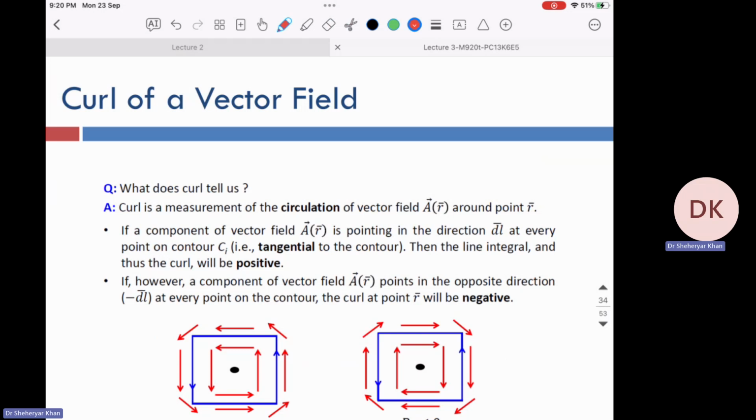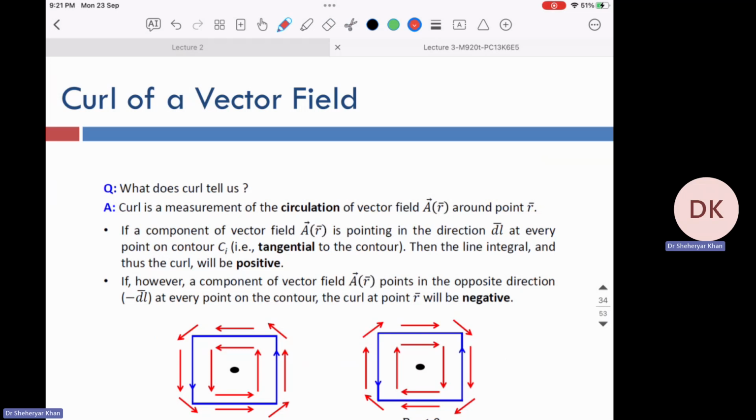We now try to model the circulation property of a vector field. You should know that one of the quantities we are interested in is the magnetic field, right? We cannot apply the divergence or gradient directly, so we need another operator that can. This helps us to model the circulation property.